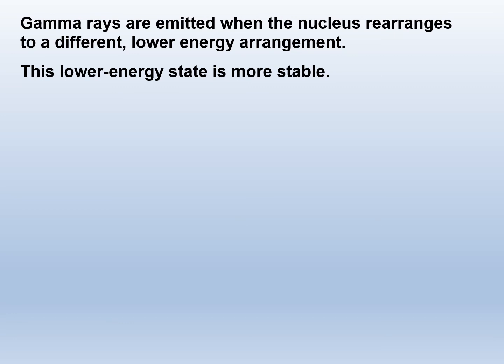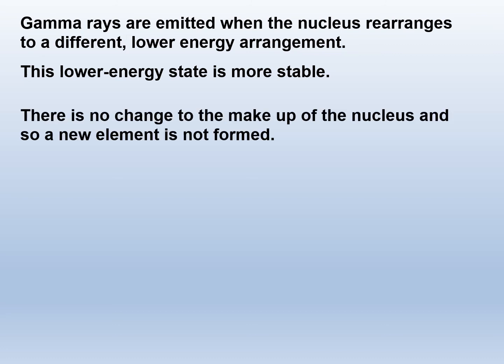So as we said on the previous slide, gamma rays are emitted as that nucleus undergoes rearrangements in terms of its energy level as it readjusts to a more stable, lower energy state. So there's no change to the makeup of the nucleus. There's no change to the mass or atomic number. Let's look at an example.